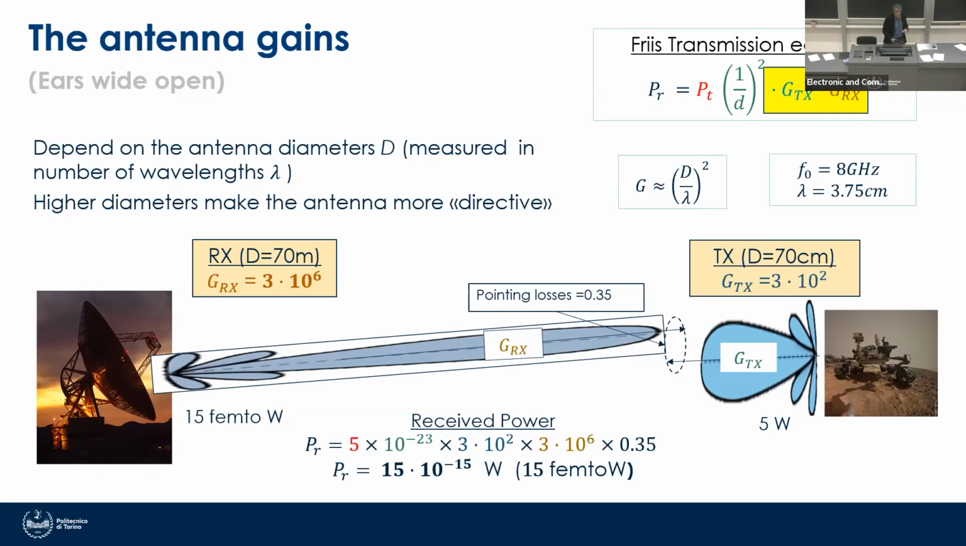You see it there, 70 meters of diameter. On the other side, of course, at the transmitter, you don't have a big antenna. So the diameter of this antenna is much smaller. Here, I'm assuming 70 centimeters. And as a consequence, the gain here is much lower, only about 300. So we have to multiply all these factors together. And here you see the multiplication: the transmitter power, the free space loss, the gain of the transmitter antenna, the gain of the receiver antenna.